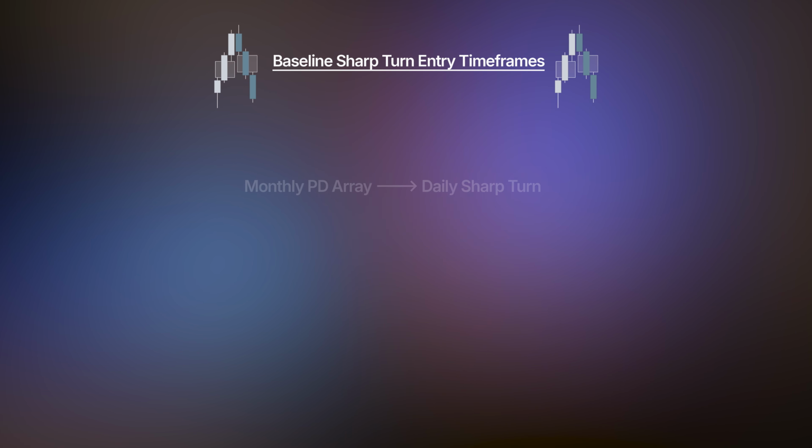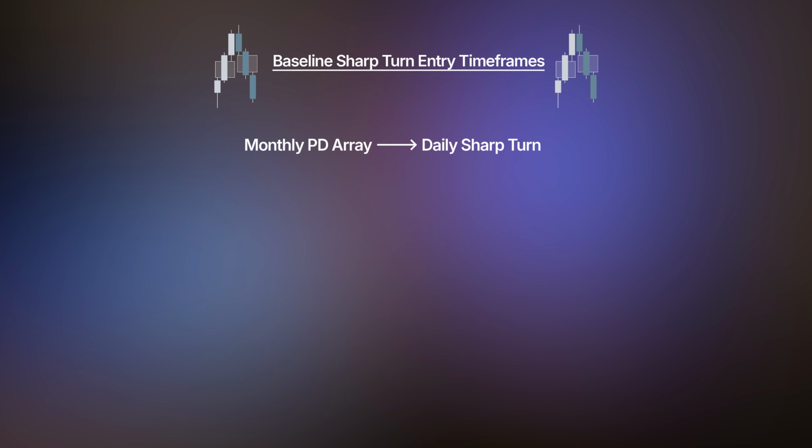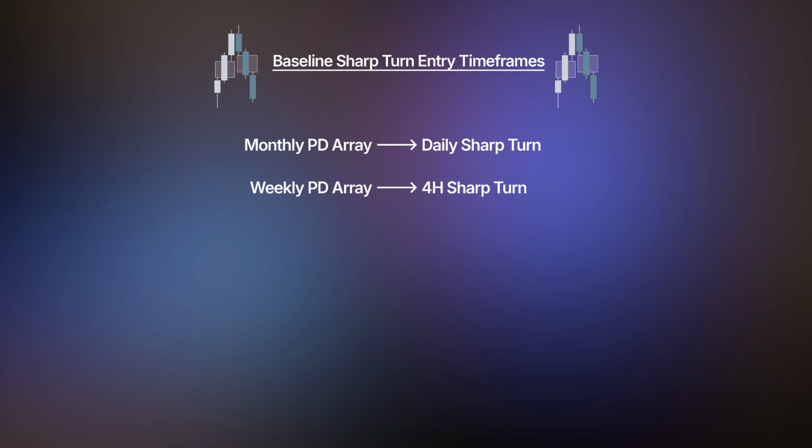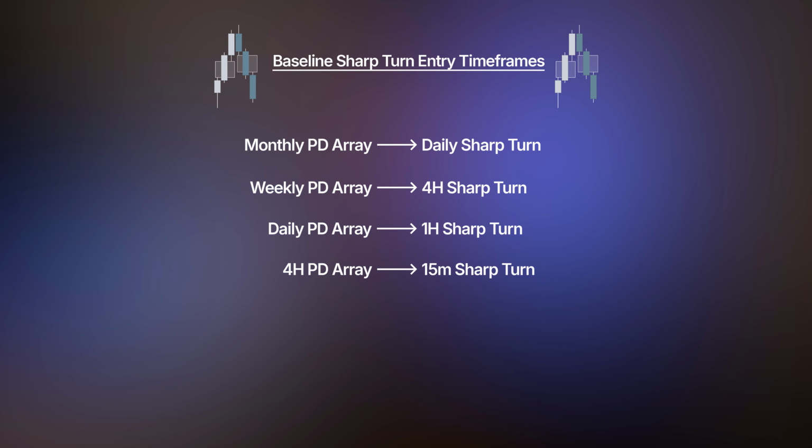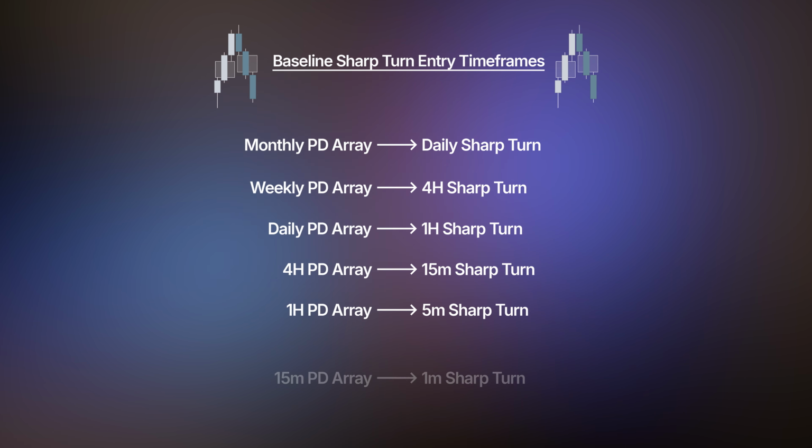But if you, which is most likely the case, are not going to have that high probability PD array to trade off of, you are going to need more confirmation. So what is more confirmation? More confirmation is anything above the baseline. So what is the baseline? Well, the baseline is your usual entry method. Meaning, if we look at the following time frames right here, then if we are talking about a monthly PD array, we want to confirm that with a daily sharp turn. If we are looking at a weekly PD array, we want to confirm that with a 4 hour sharp turn, a daily 1 hour sharp turn, a 4 hour 15-minute sharp turn, then the 1 hour 5 minute and the 15-minute to 1 minute.